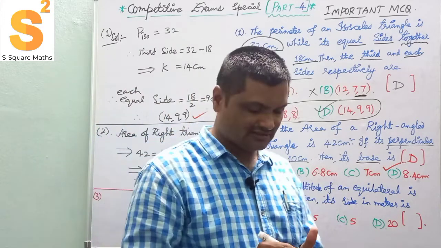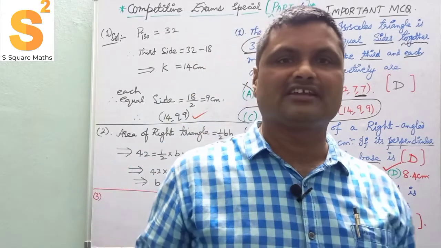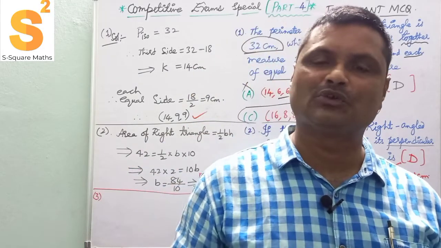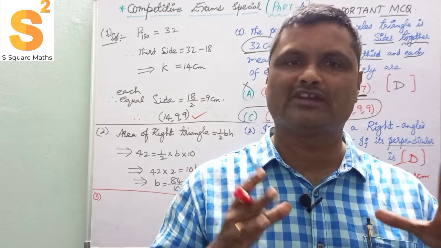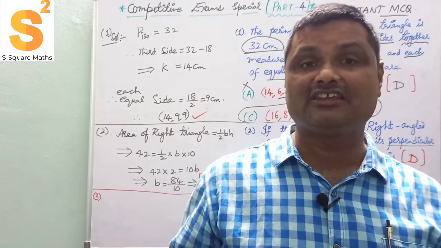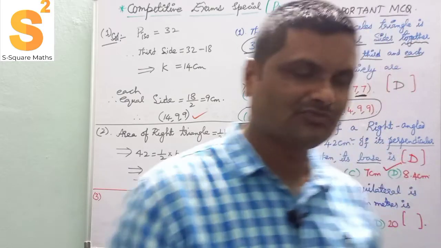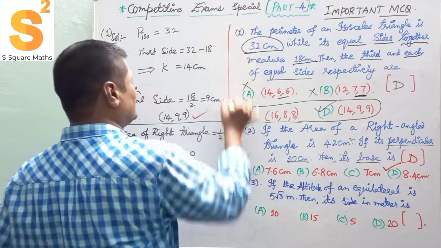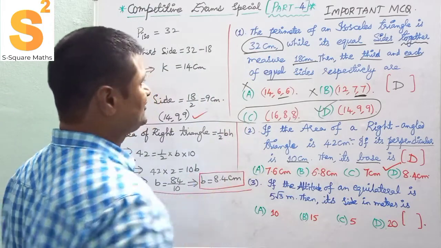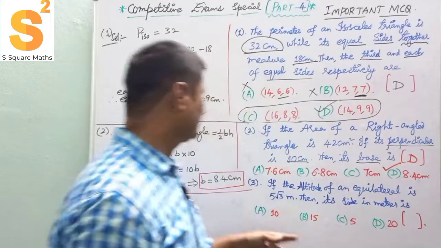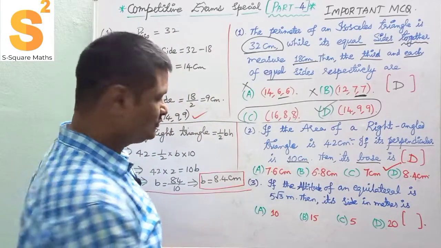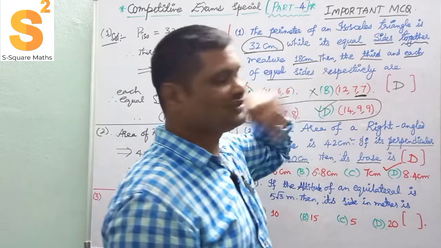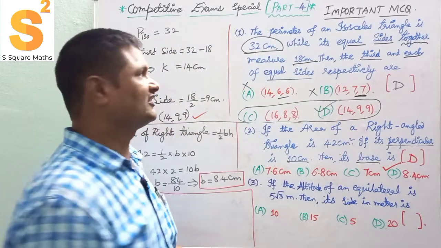So please viewers, go through each and every problem carefully. Don't skip the video. If you watch up to the end, you are going to get the logic, everything. You can understand the problem. So first one is completed. Our second one is completed. First one D option, second one D option, and third one we are going to do now. So it is a very important MCQ, especially the first one.